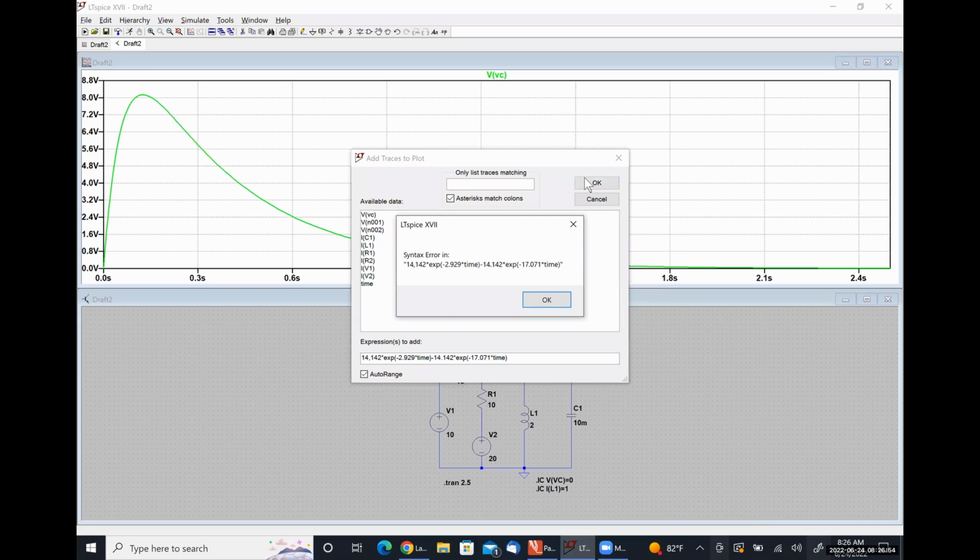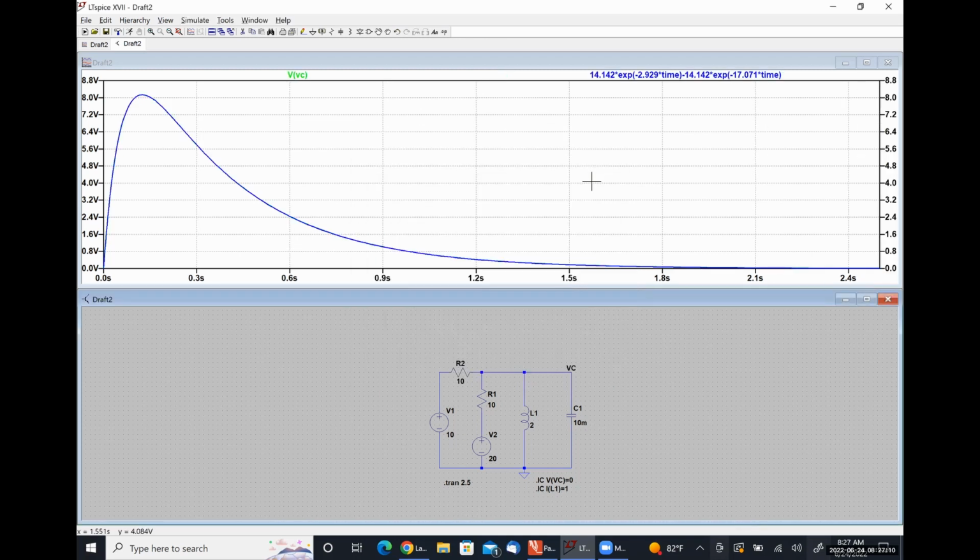It says I have a syntax error. Okay, for my first 14.142, it looks like I put a comma instead of a period. So let me fix that real quick. All right, so what just happened is that the blue line completely overlapped the green line, which means that our analytical solution for the capacitor voltage perfectly matches that of the simulation.